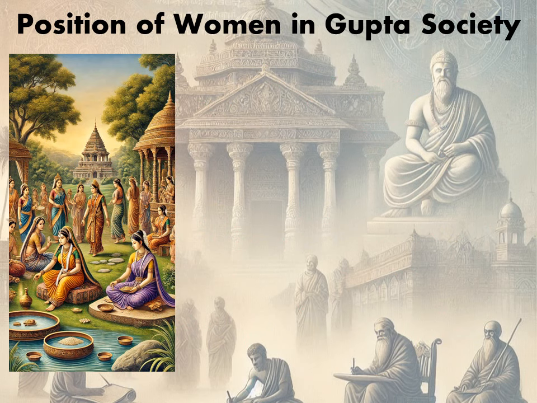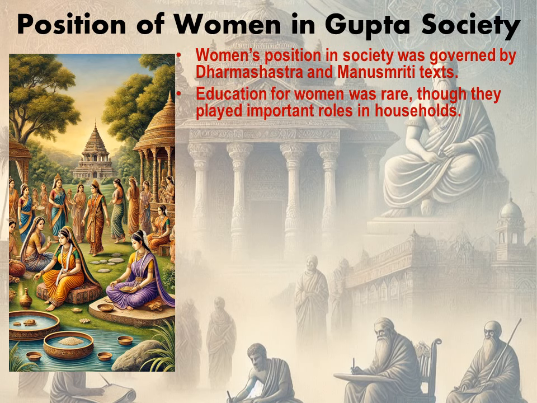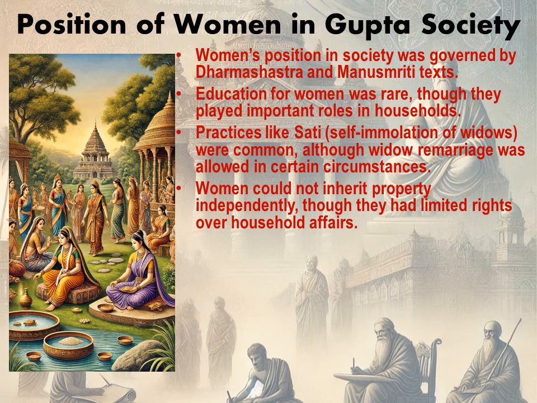Position of women in the Gupta society. Women's position in society was governed by Dharmashastra and Manusmriti texts. Education for women was rare, though they played important roles in households. Practices like sati, self-immolation of widows, were common, although widow remarriage was allowed under certain circumstances.